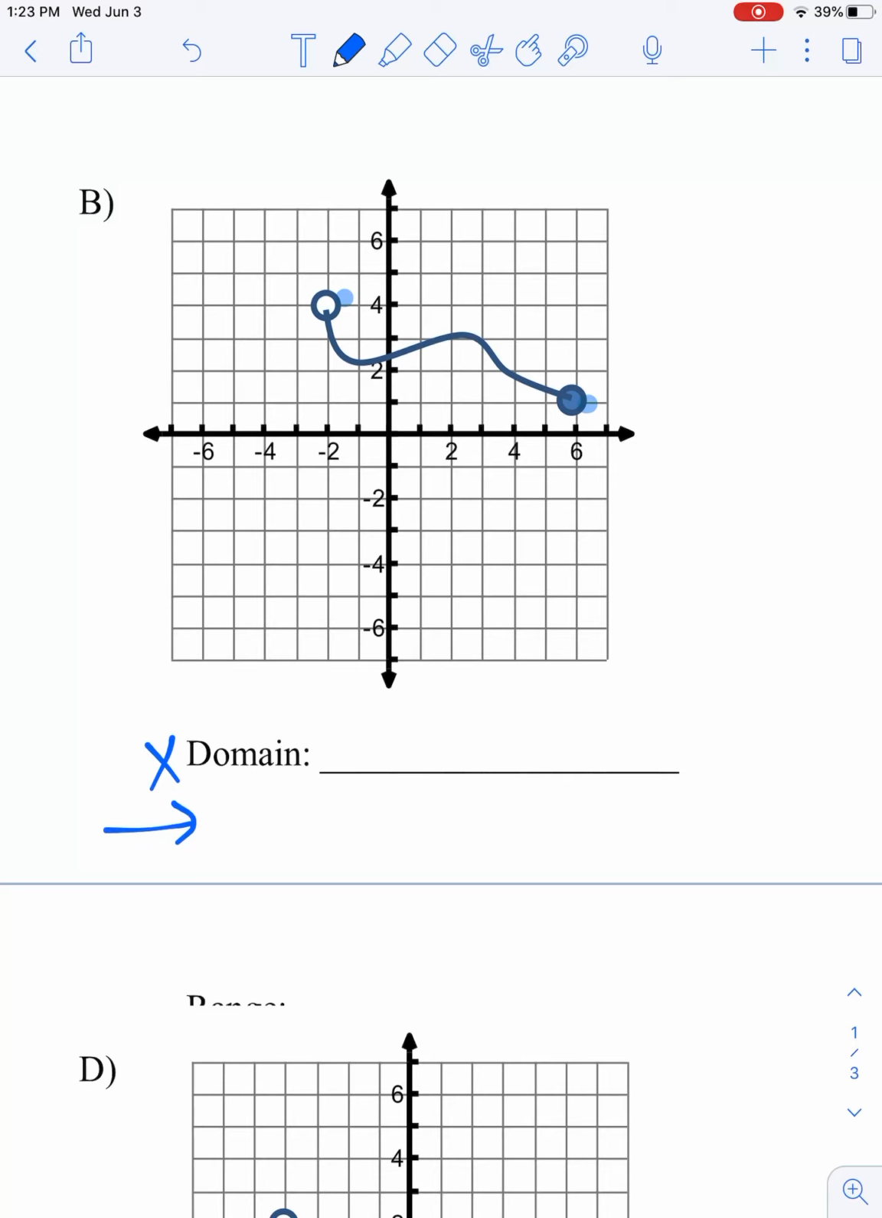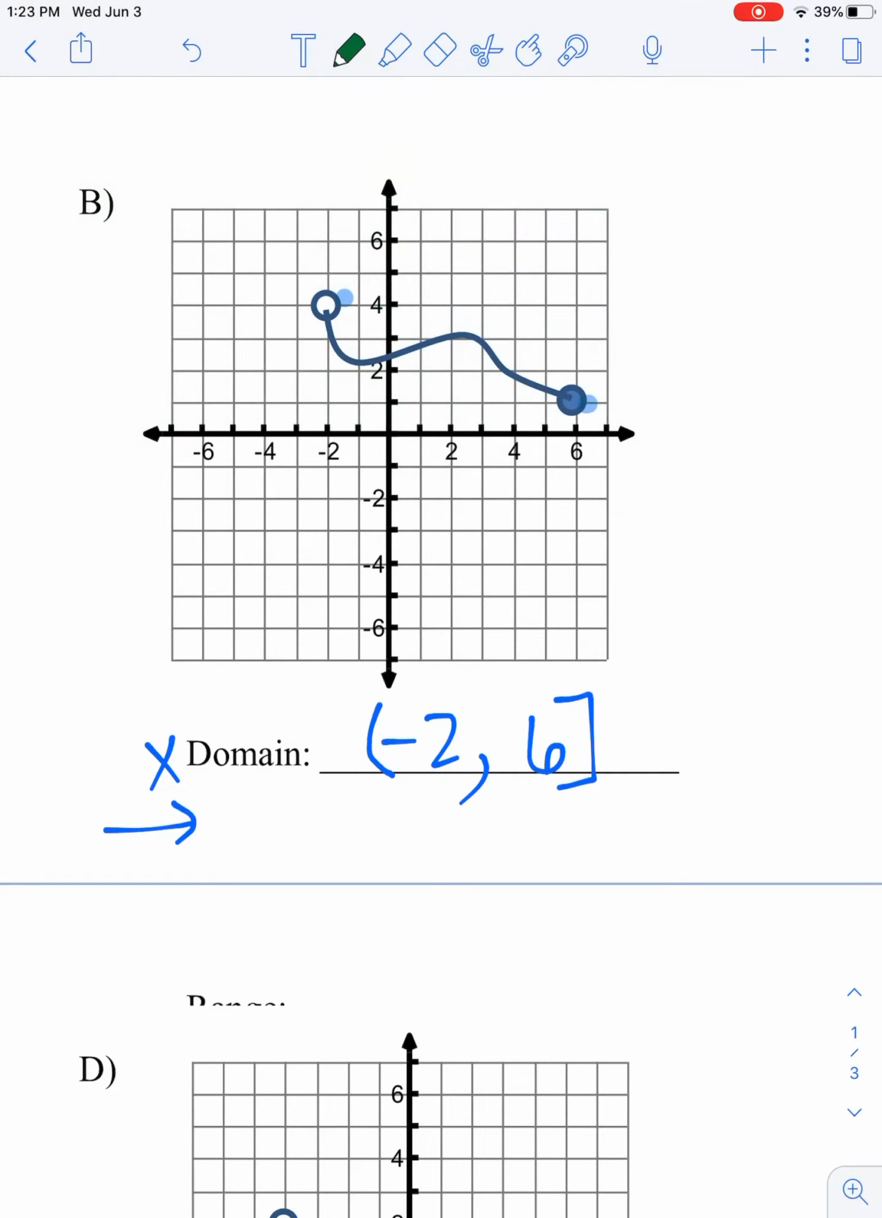The left point starts at -2, and all the way to the right it stops at 6. Now notice at the -2 it's open, so a parenthesis will go there, and at the 6 it's closed, so a bracket will go there.